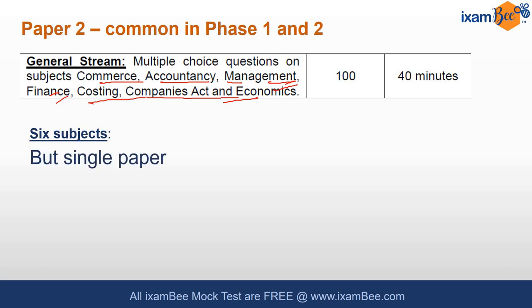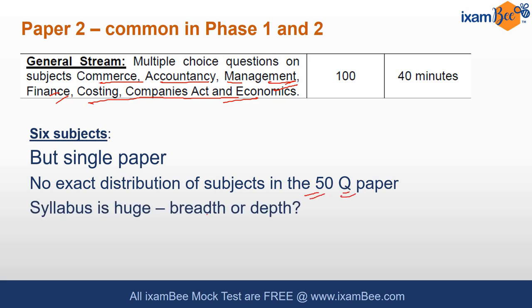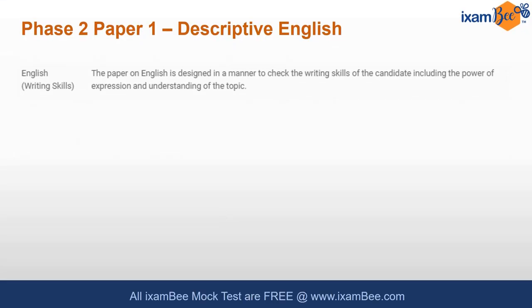It's a single paper because these 6 topics will be asked in one single paper. No exact distribution of the subject in these 50 questions. So normally 50 questions are asked and the syllabus is huge. How much to cover? Breadth or depth? That is the question I have been trying to address here. You have to balance it very, very well because the ultimate aim is to score more than your competition. You go too much into the depth of any topic and you lose the breadth.